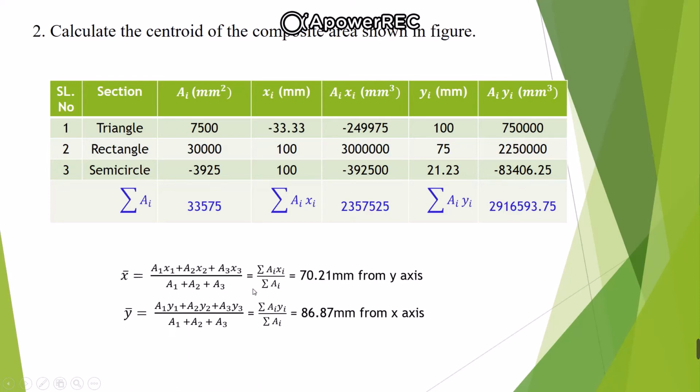Now using the general equation, we can find x bar and y bar. So this value, sigma AiXi, which is the algebraic sum of all the values, divided by the algebraic sum of areas will give you 70.21 mm from the y-axis. Similarly, you can find y bar also. This last value, divided by the algebraic sum of areas, will give you 86.87 mm from the x-axis. So by comparing the values of x bar and y bar obtained in this problem with the previous problem, you can understand that as we change the position of the reference axis, the values of the centroid also keep on changing.